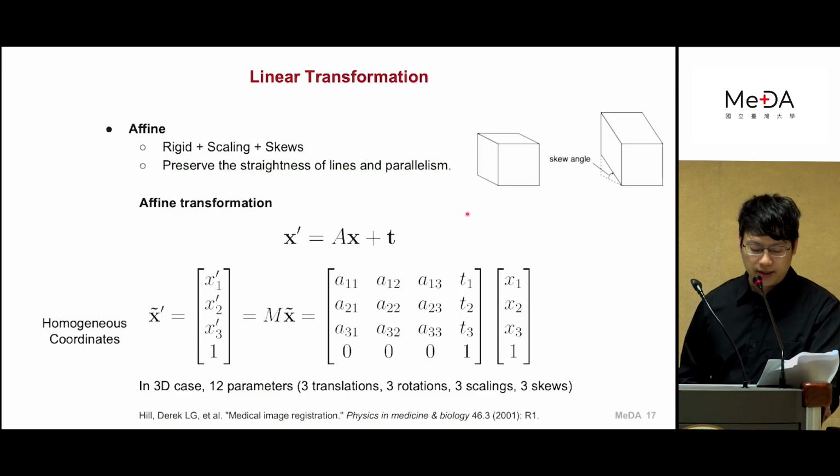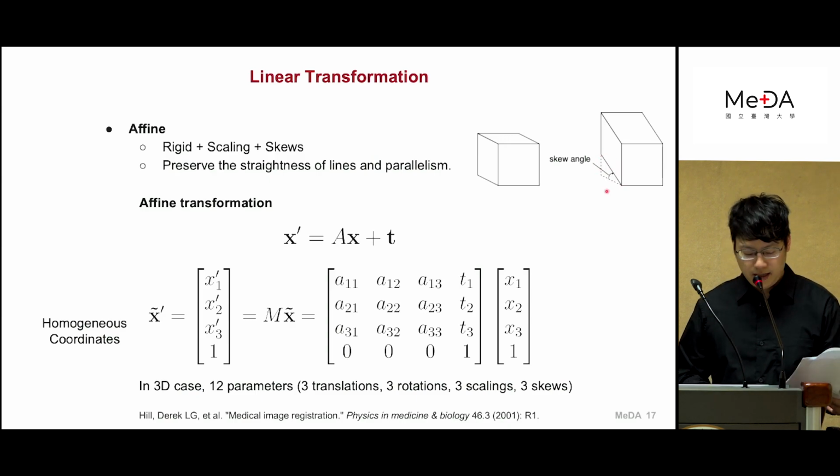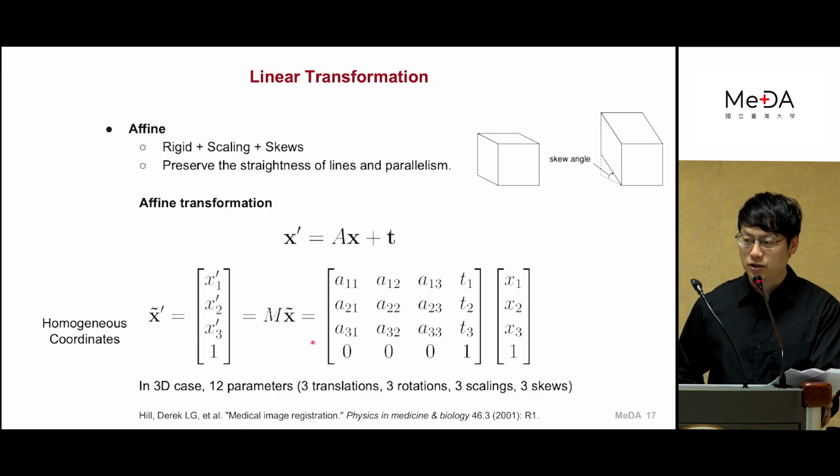Now let's explore affine transformation, which preserves the straightness and the parallelism. But it does not preserve the distances and the angles. A affine transformation can be represented as x tilde equals Ax plus t. There are 12 parameters involved in the 3D affine transformation.